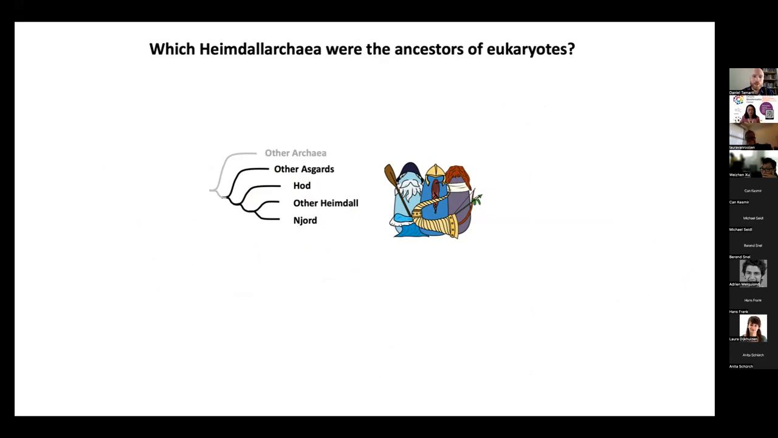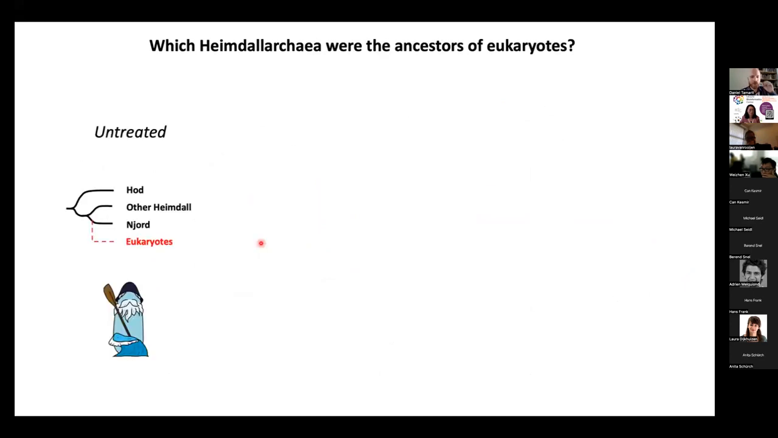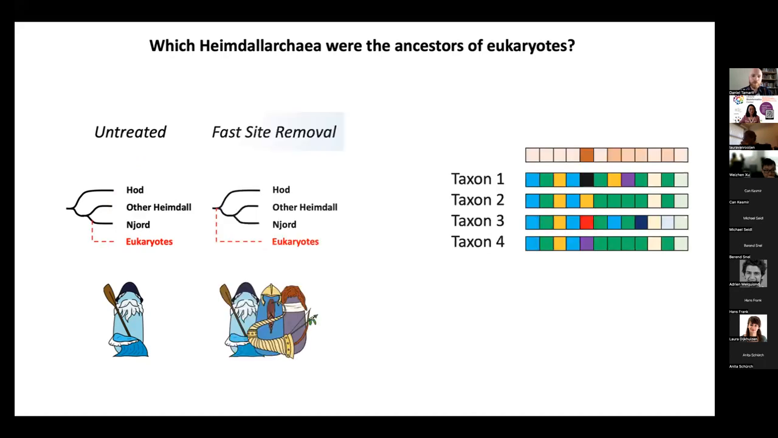So we did a number of analyses that really tried to specify where exactly in relation to Heimdall archaea the eukaryotes were placed. So one of the results was the one that I just showed. Eukaryotes were sister to Njord when the alignments were used basically as we obtained them from the alignment algorithms. Then we also performed a number of data processing analyses to really try to squeeze out very, let's say, deep evolutionary signals.